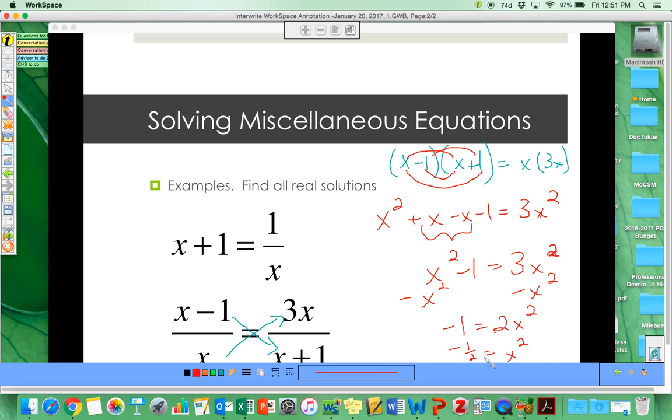And I get x squared equals negative a half. All right, and so we can go ahead and solve this. In the real world, we're not going to get an answer because you can't square something and get a negative result. But because we're in algebra and we are supposed to show that I have 2 answers, my 2 answers will end up being imaginary.